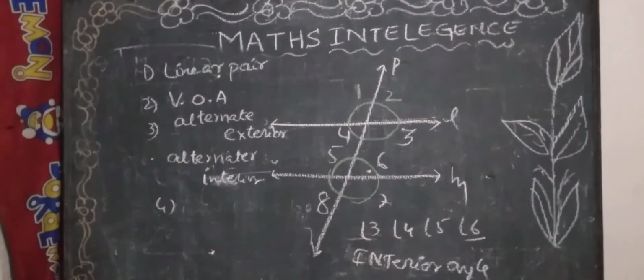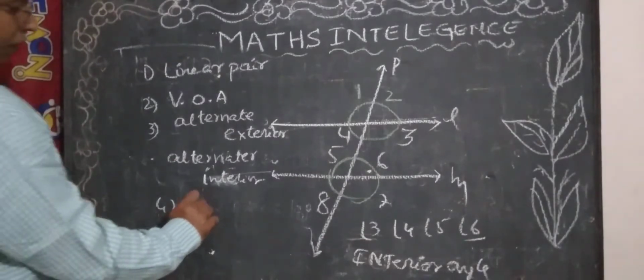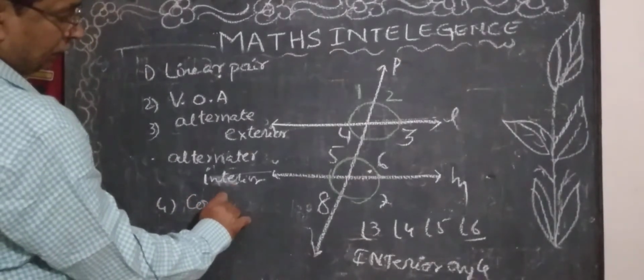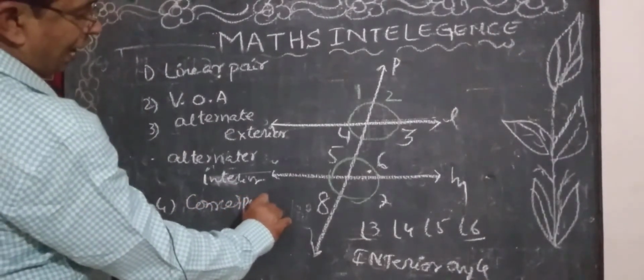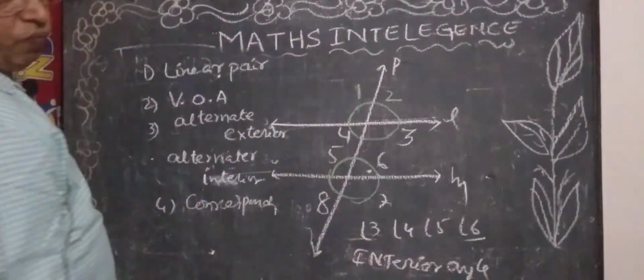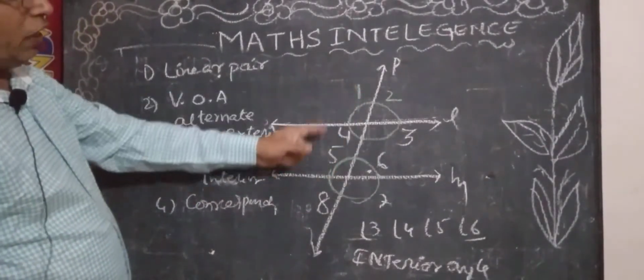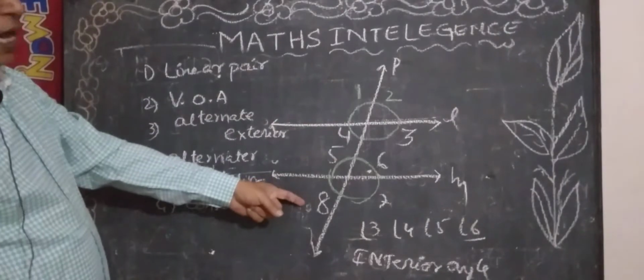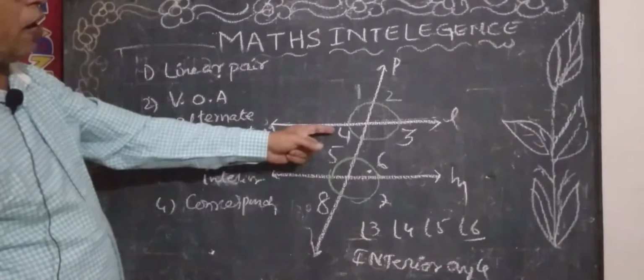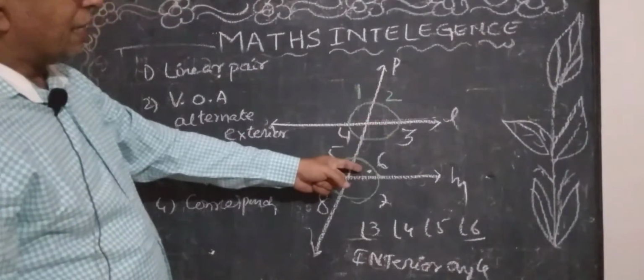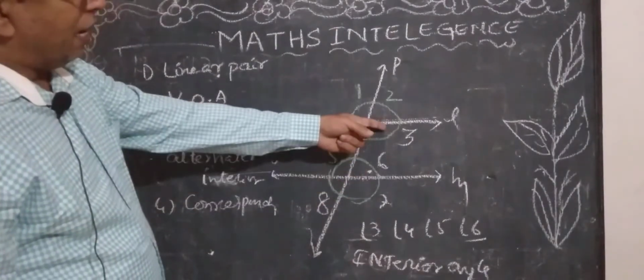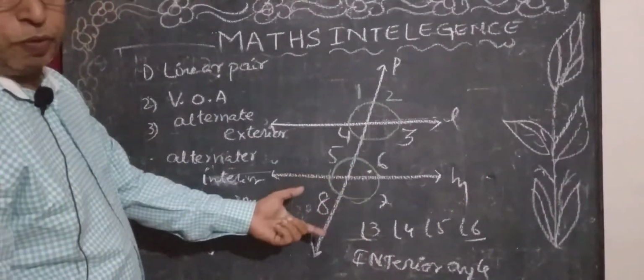One more: corresponding angles. What are the corresponding angles? Angle 1 and angle 5, one is exterior and one is interior. Angle 4 and angle 8, corresponding angles. Angle 2 and angle 6, corresponding angles. Angle 3 and angle 7, corresponding angles.